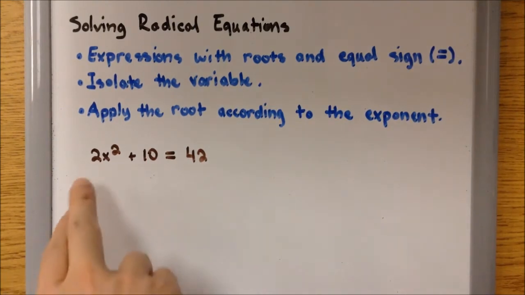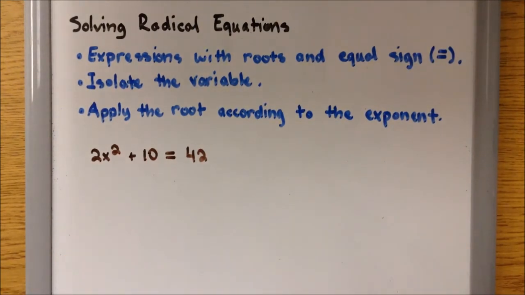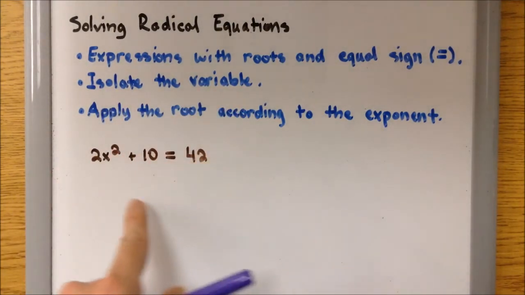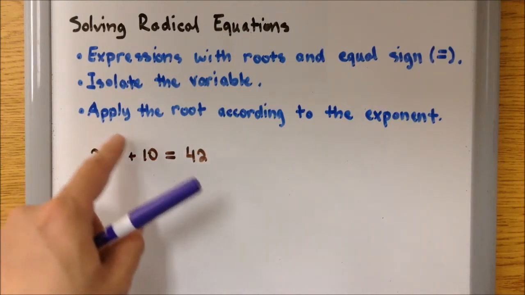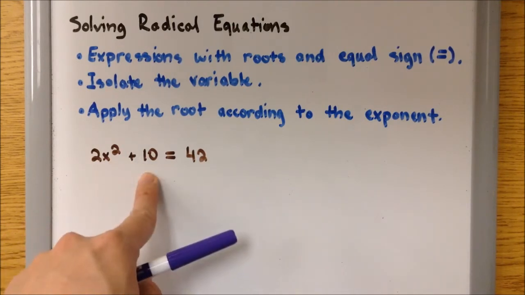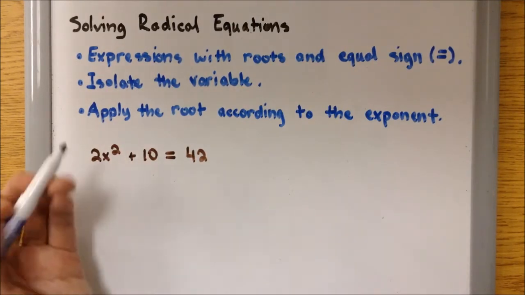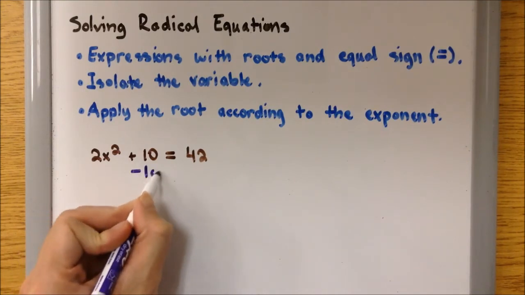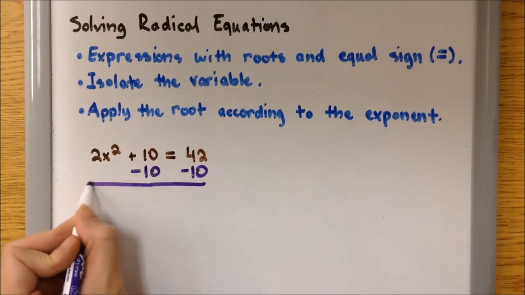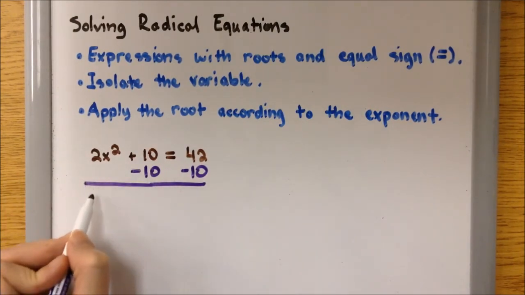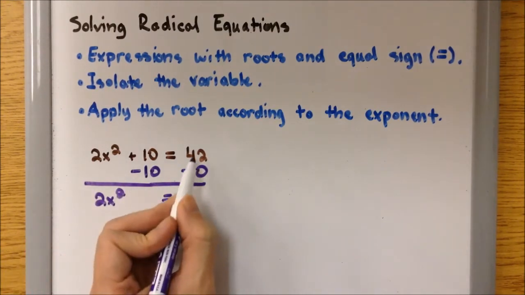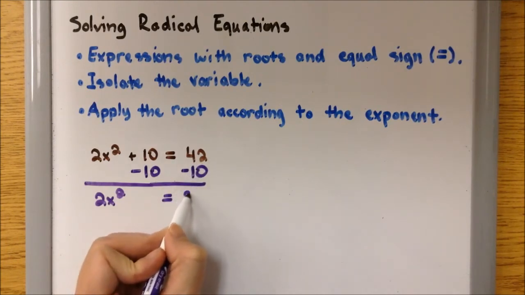Now in our second example, we have 2x squared plus 10 equals 42. So again, we want to get x squared by itself, isolate the variable. So even though I want to get x squared by itself, I technically need to get 2x squared by itself. So I need to get rid of the 10. The opposite of plus 10 is minus 10. Since I did it on the left, I have to do it on the right. So what I'm left with on the left is 2x squared equals 42 minus 10, which is 32.